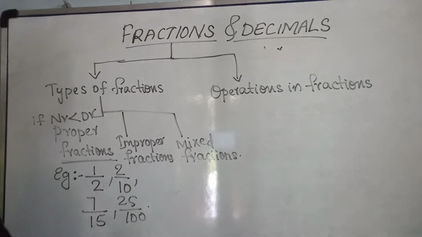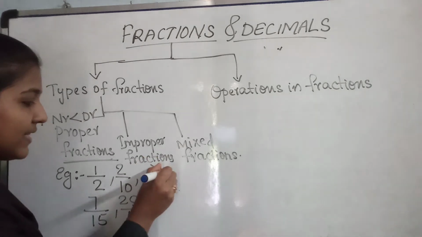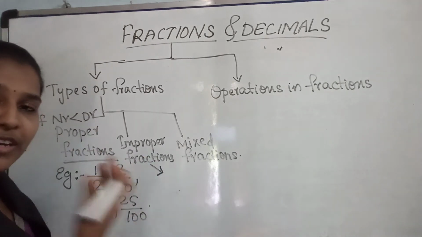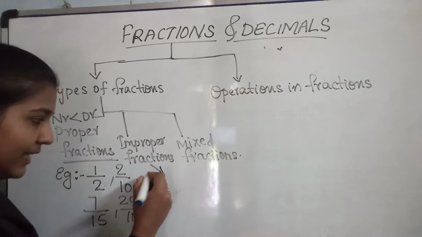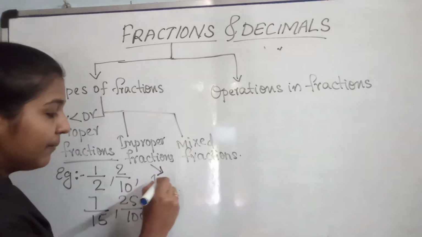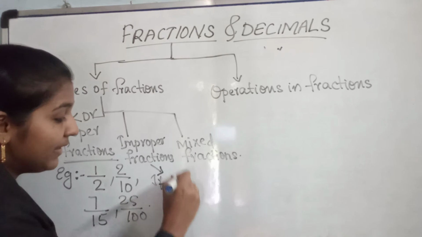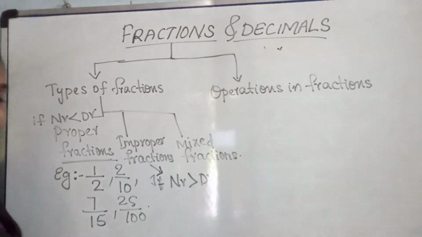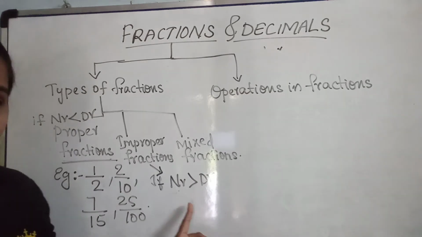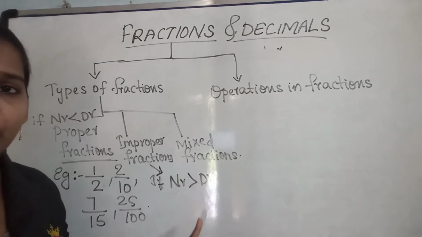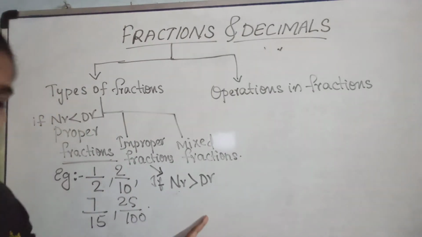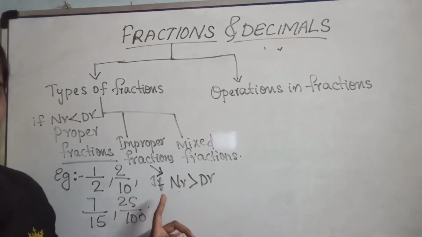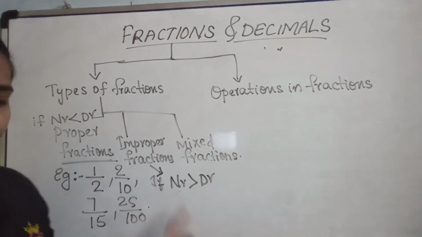Got it? Now the next type of fraction is the improper fraction. The exact opposite of a proper fraction is an improper fraction, and that is if the numerator is greater than the denominator. If the numerator is greater than the denominator, then we can say that it's an improper fraction.